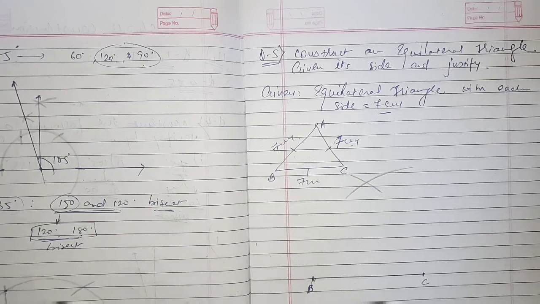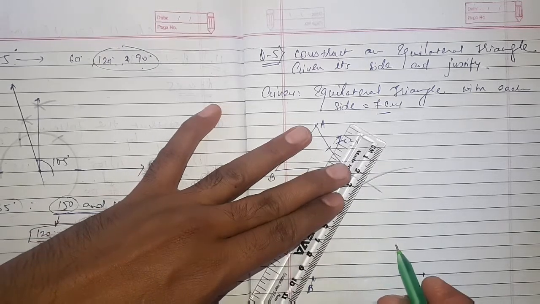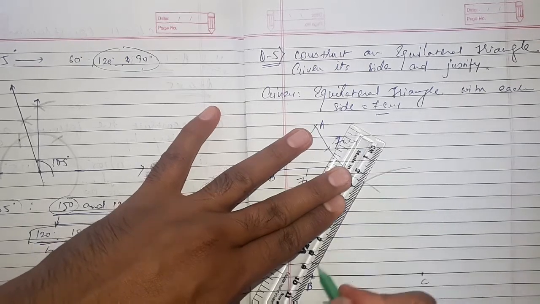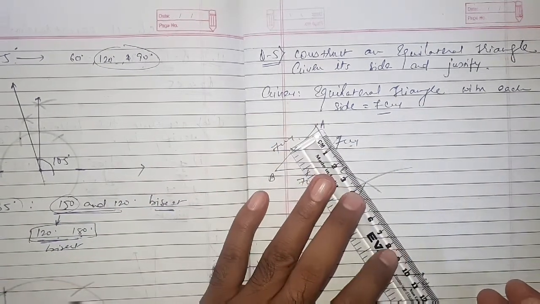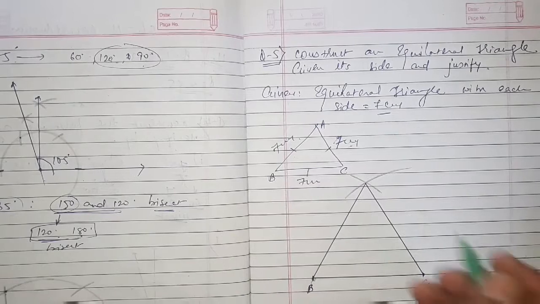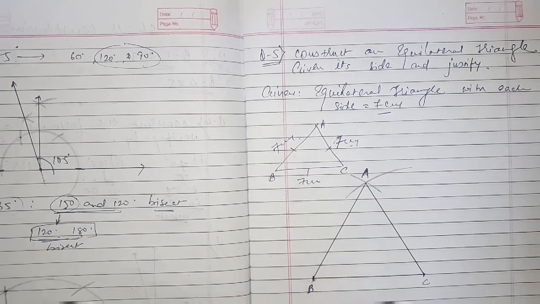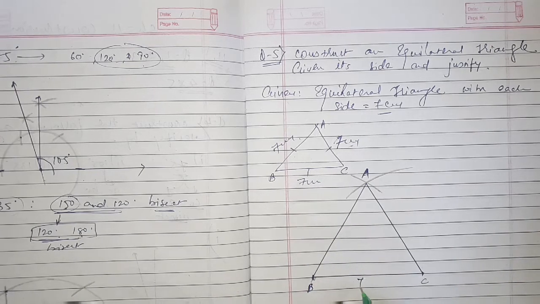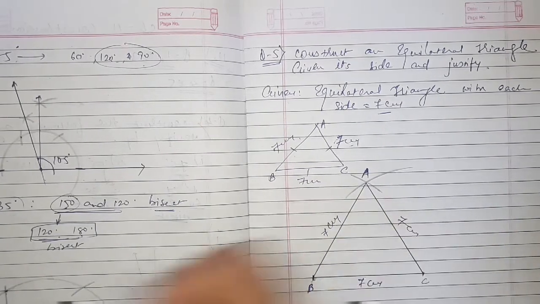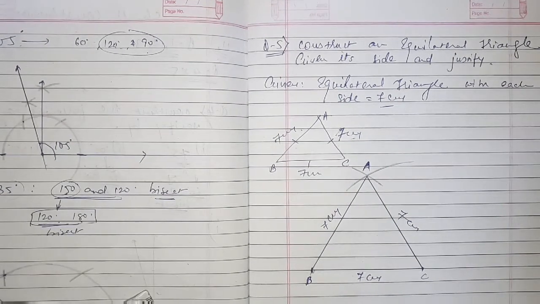Now join the point of intersection of both arcs with B and C. So your triangle will be constructed. Okay, here my triangle ABC with all sides 7 centimeter is constructed. This is 7 centimeter, this is also 7 centimeter, and this is also 7 centimeter. Clear?